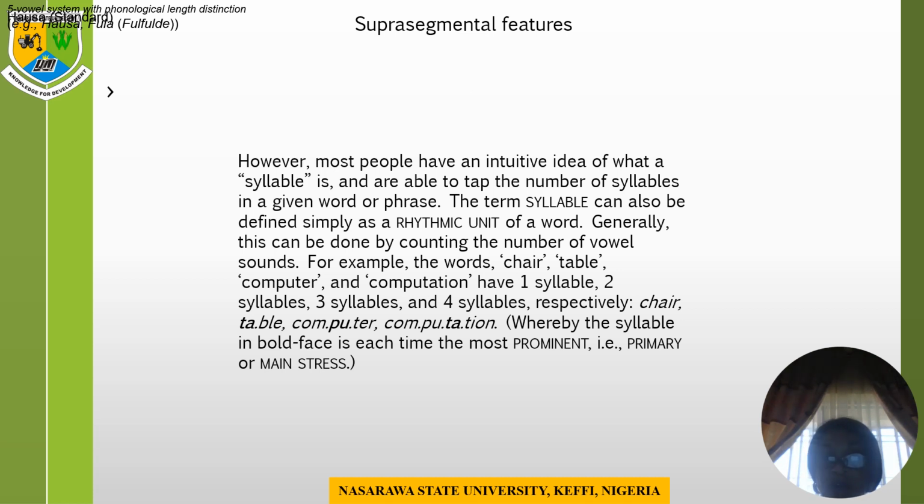However, most people have an intuitive idea of what a syllable is and are able to tap the number of syllables in a given word or phrase. The term syllable can also be defined simply as a rhythmic unit of a word. Generally, this can be done by counting the number of vowel sounds. For example, the words chair, table, computer, and computation have 1 syllable, 2 syllables, 3 syllables, and 4 syllables, respectively. Chair, table, computer, computation, whereby the syllable in bold face is each time the most prominent, that is, primary or main stress.